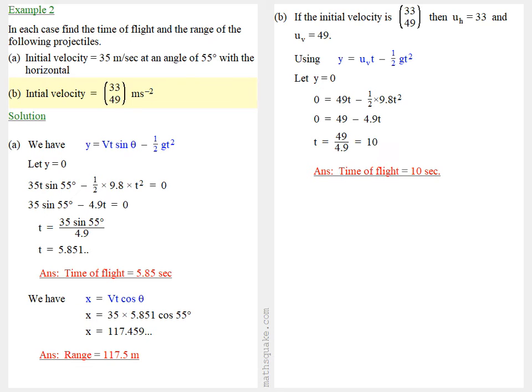Now to find the range, we want to find the horizontal distance it's travelled in 10 seconds. Now we have x is equal to uH t, and uH is the horizontal component of the velocity, which is 33. So x is equal to 33 times 10, which is 330 metres, and so we have a range of 330 metres.